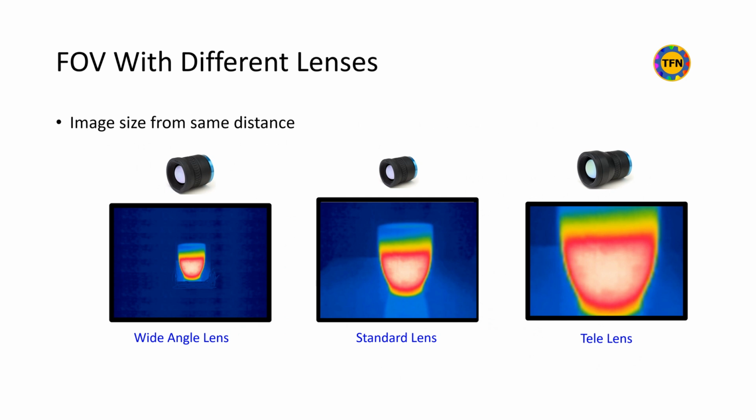Here is an example of change of FOV with lenses of different focal lengths. Wider the FOV, smaller the image captured by the camera if the distance is unchanged. It reduces the details in comparison to narrower FOV lenses such as telelens.